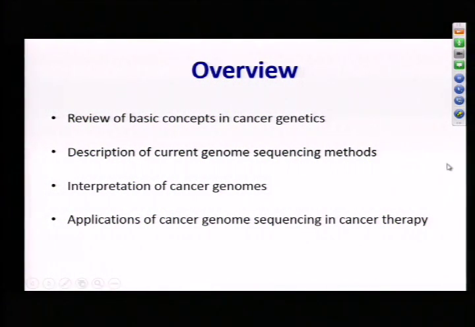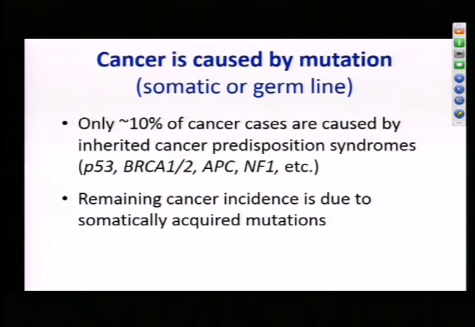So this is the structure of the talk I'm going to be giving today. First I wanted to review, I wasn't sure how many of you are involved clinically with cancer care, so I wanted to review for those of you who are not, just sort of basic concepts in cancer genetics. I'll describe the technology of current genome sequencing methods that are used, both for research and clinical applications, how we use that information then to interpret the genomes of cancers, which are quite complex, and then a couple examples of how this information's been applied to the care of cancer patients and where things are going.